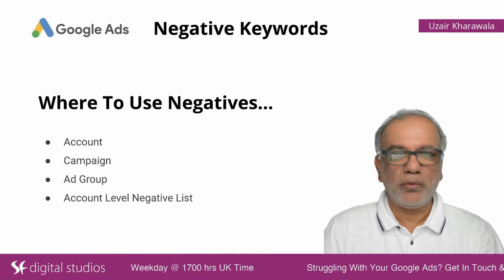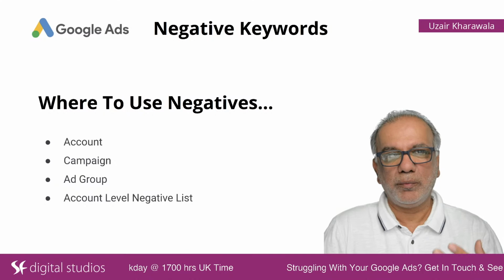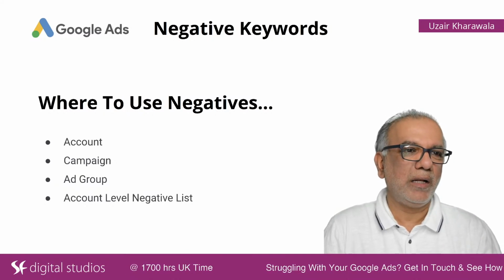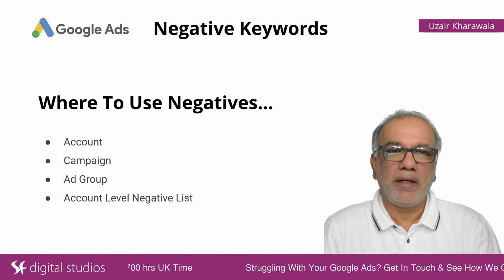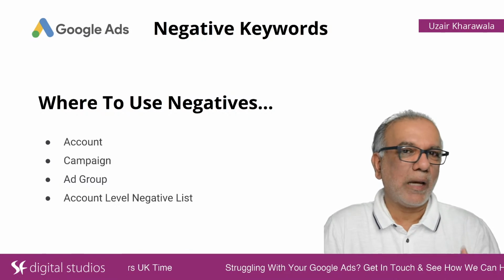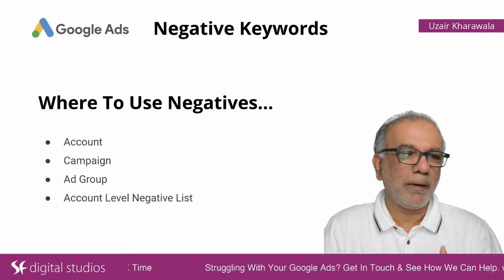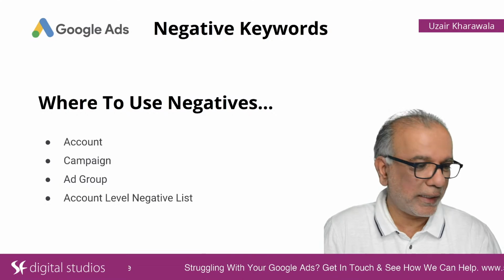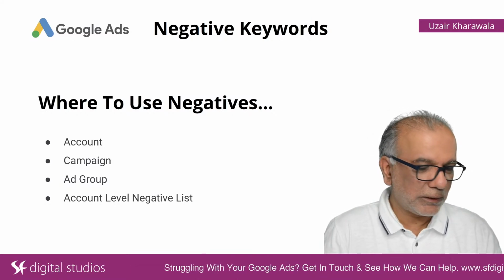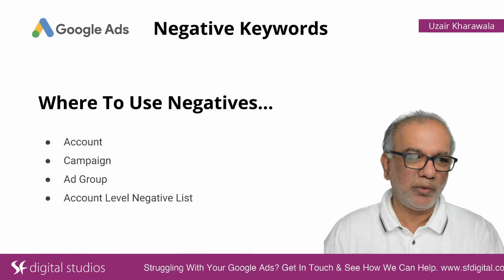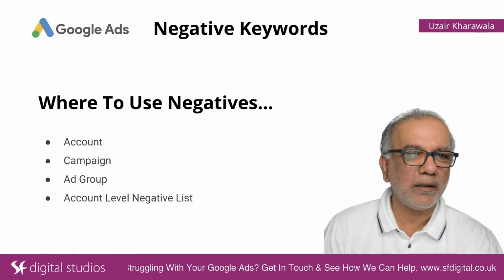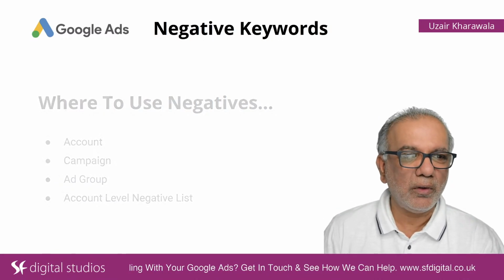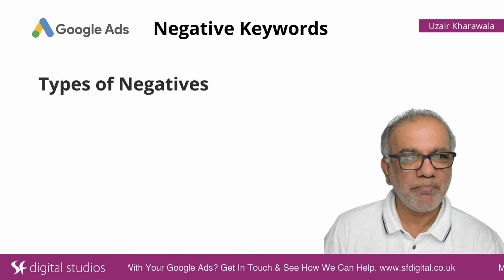So when you do create a new campaign, all you need to do is make sure that once in a while you have a recurring task to check that all the campaigns have been applied to the account level negative keyword list. And then you don't need to worry about adding these negatives to all these campaigns.